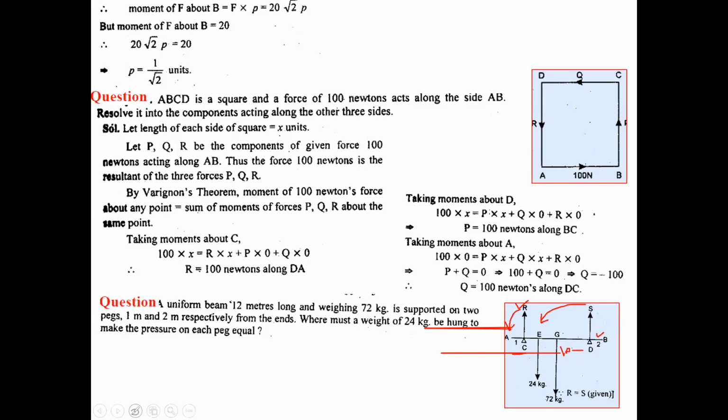Now for 24, if we check, it is making a clock sense, and its distance is X, so it will be negative. For 24 it will be the negative sign. And similarly for 72, it is in the clock sense, so it is also negative, and for 72 the distance will be 6.